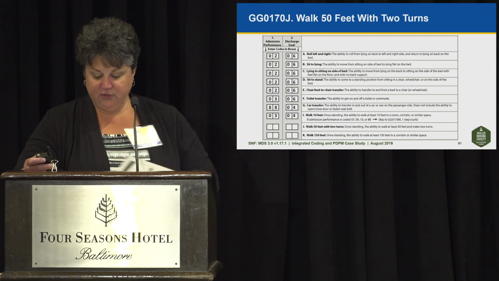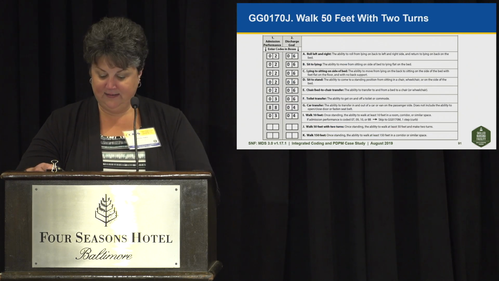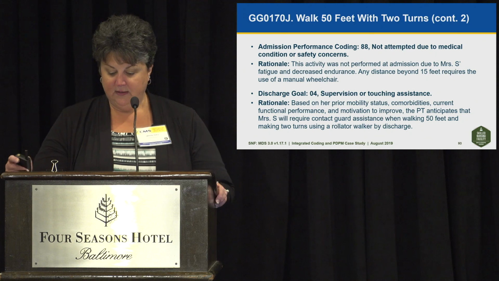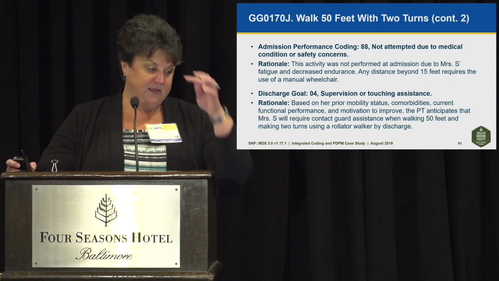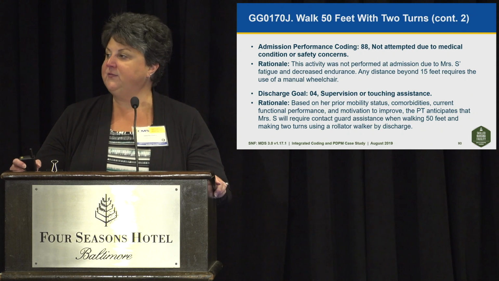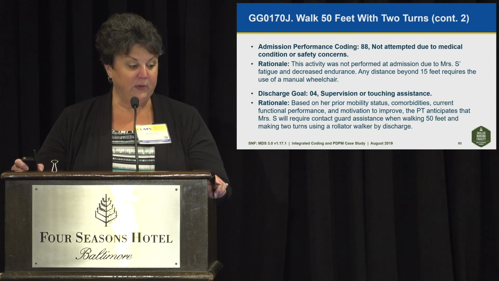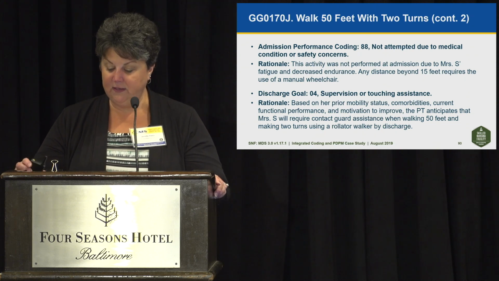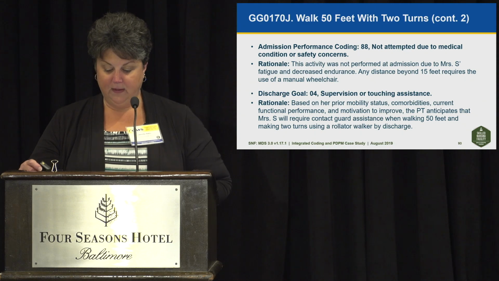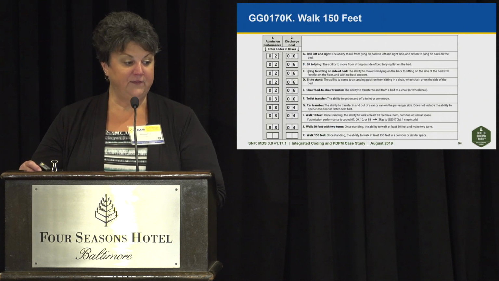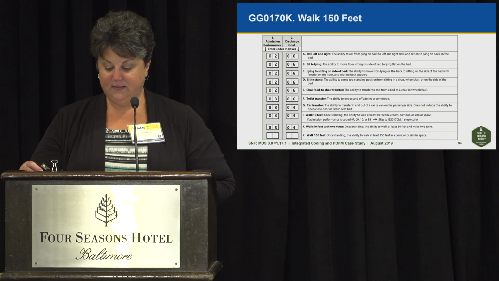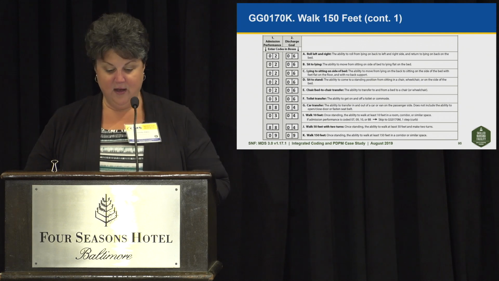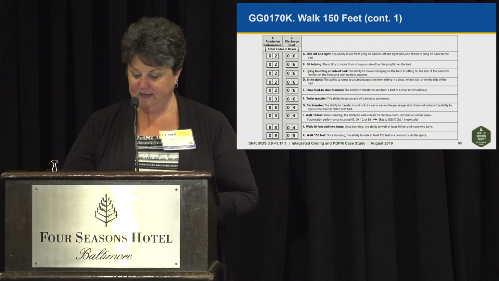Walk 50 feet with 2 turns. I have 8-8, I agree, and then 0-4. And again, let's look at the rationale. This was not attempted due to her fatigue and decreased endurance. Any distance beyond 15 feet for her requires that manual wheelchair, but they do expect that she'll be able to do this with contact guard when she leaves the facility using her rollator walker. And how did you code walk 50 feet? 09, 09, great. And again, she wasn't doing this before, and it's not expected she'll do this after her SNF stay.